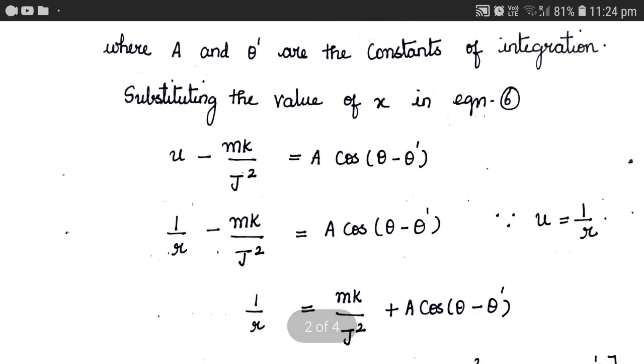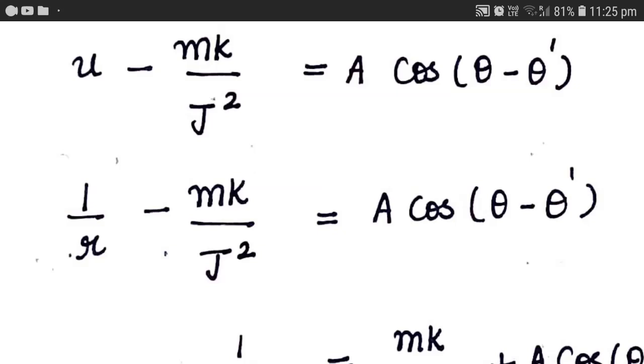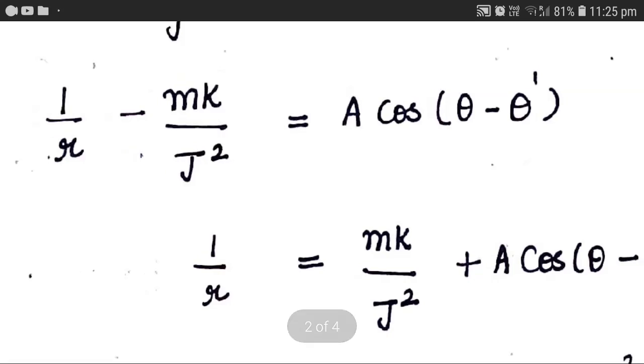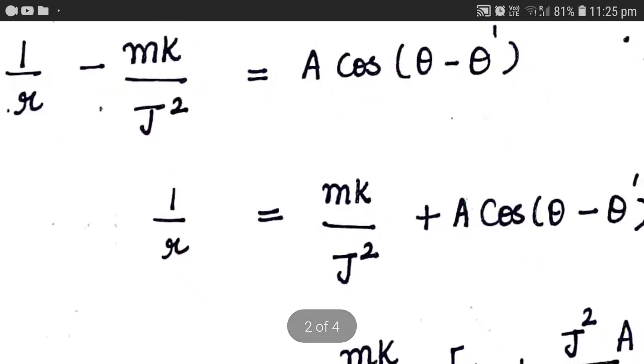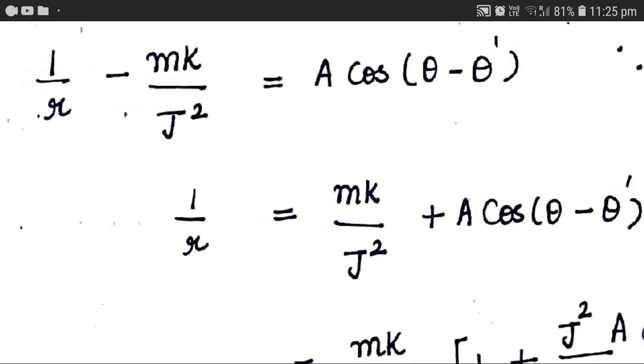We started our derivation with the assumption u is equal to 1 by r. So let us substitute u equal to 1 by r. We get 1 by r minus mk by j square is equal to a cos theta minus theta prime. In the next step, we bring this minus mk by j square to the right hand side. When we take it to the right hand side, we get 1 by r equal to mk by j square plus a cos theta minus theta prime.